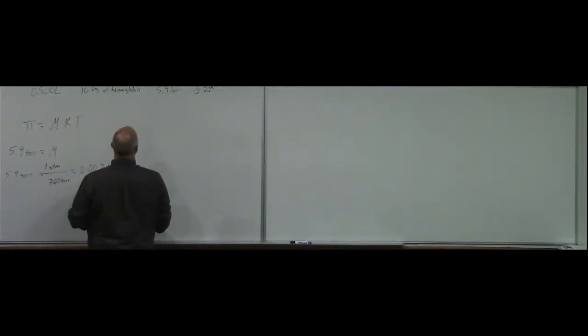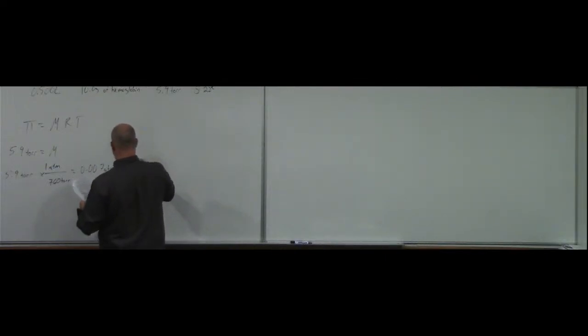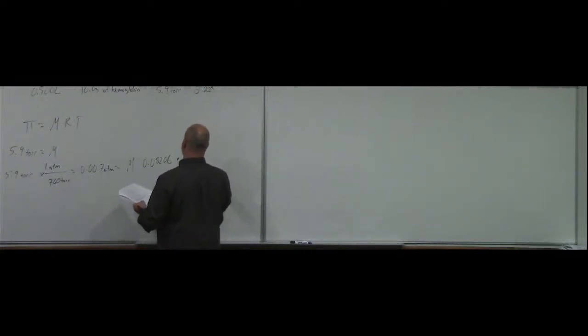And so what is my everything else? My R is 0.08206, and the temperature is 273 plus 22, which is 295 degrees Kelvin, right?